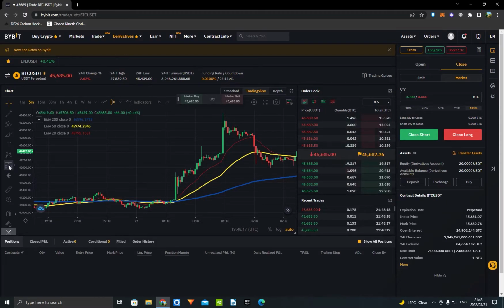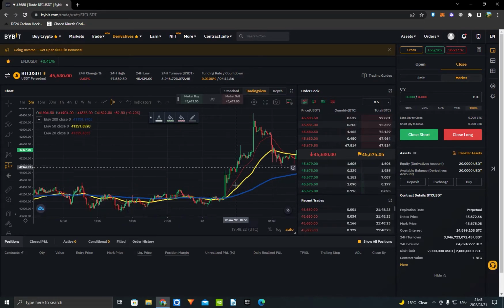So what you want to do is press on this icon right here and put it at your entry point. For example, we would have entered right here, okay?